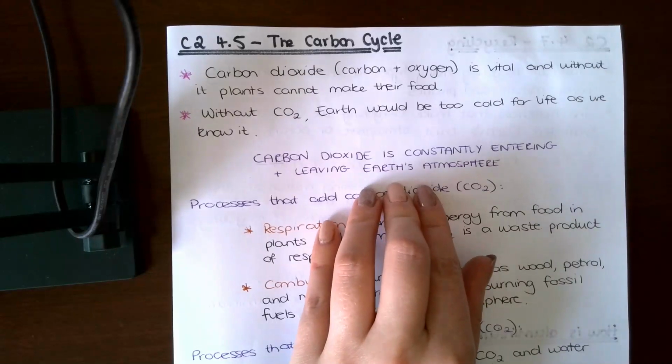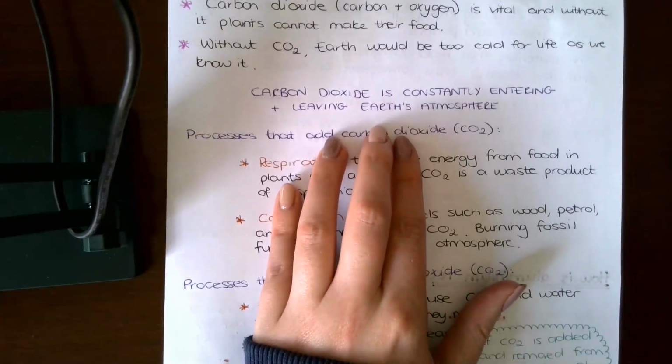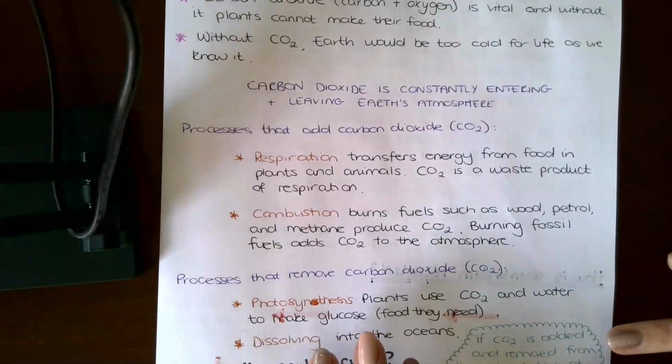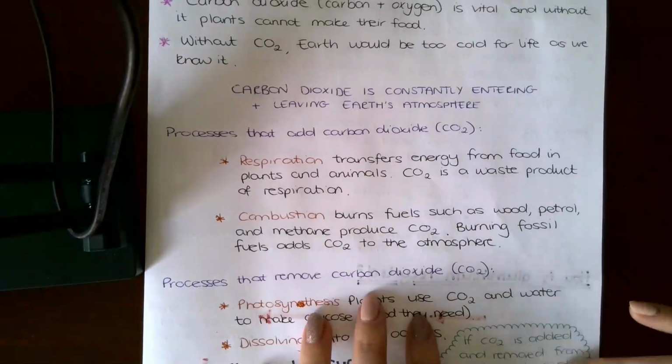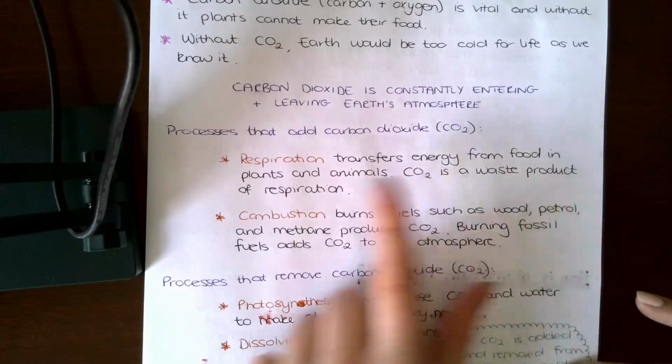Okay, so carbon dioxide is constantly entering and leaving the Earth's atmosphere. So I'm going to look at some processes now that add carbon dioxide to and remove carbon dioxide from the atmosphere. If we remember, the atmosphere is what surrounds the Earth, and there are different layers of it, and the closest layer to the Earth is called the troposphere. Processes that add carbon dioxide to the atmosphere include respiration.